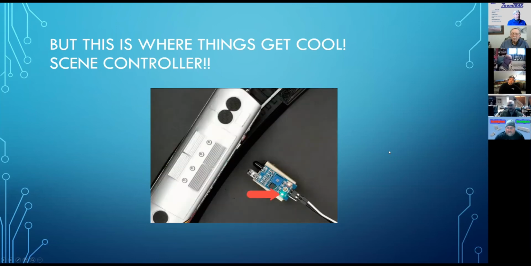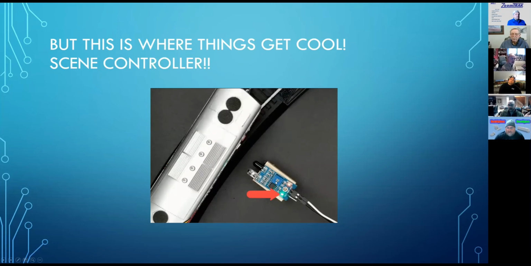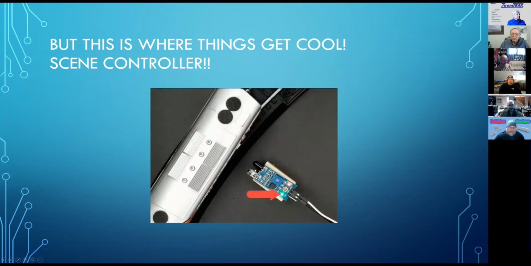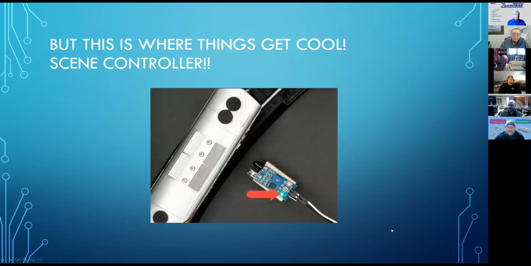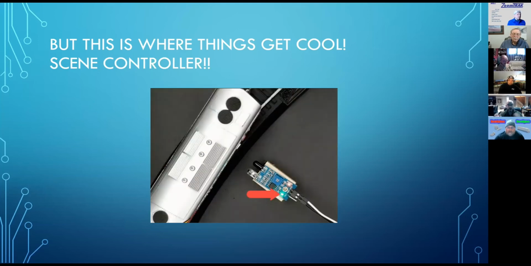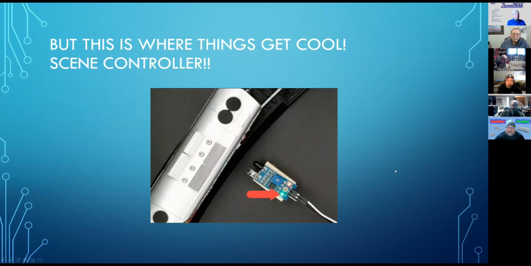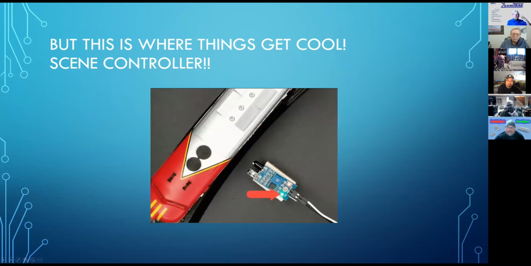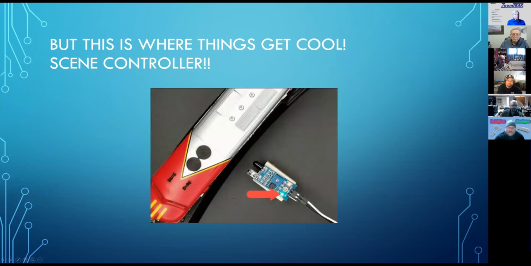But this is where things really get cool. This is what I call the scene controller. And this is a block, known as a block sensor. And you'll notice that as the train passes this block sensor, this LED comes on. What that is actually doing is sending a signal all the way down to the Duino Explorer. And the Duino Explorer is listening for that signal to say, oh, there's a train there. I need to do X, Y, or Z. Oh, and by the way, you can adjust the distance, how far or close you are, with this potentiometer that's sitting on the top.